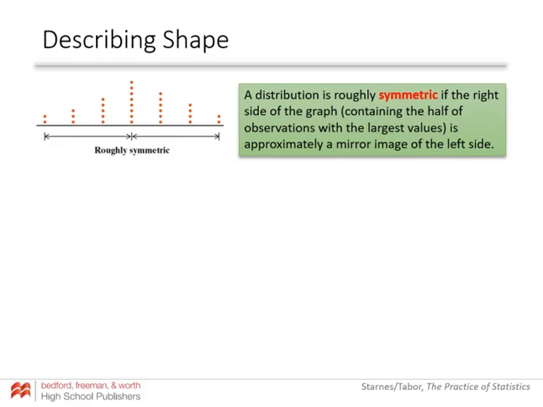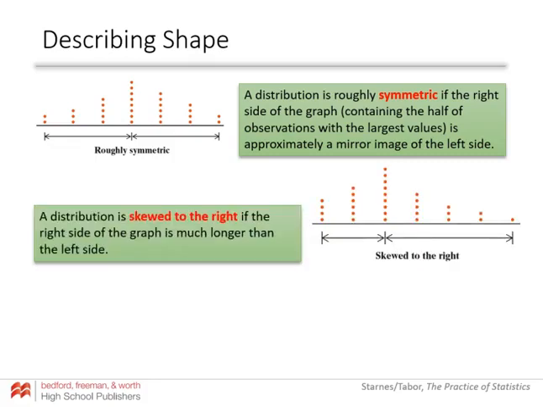One is symmetric. Basically, the right side of the graph is very similar to the left side of the graph. Now, almost no graph that contains real data is going to be exactly symmetric, but we're looking for roughly. So the largest bar or stack of dots is in the middle, and then it goes down on both the right and the left sides at about the same pace.